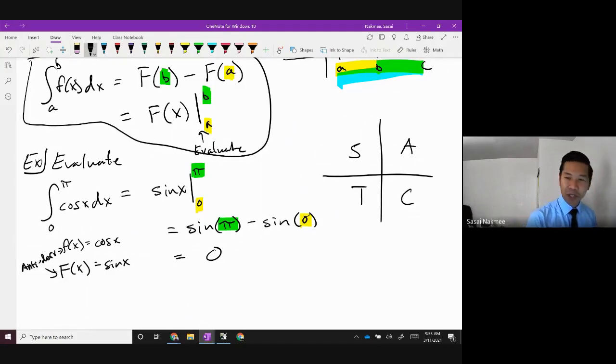Right, to tell you which trig functions are positive and which are negative. In the first quadrant, all trig functions are positive, right? In the second quadrant, only sine is positive. In the third quadrant, only tangent is positive. And in the fourth quadrant, only cosine is positive.